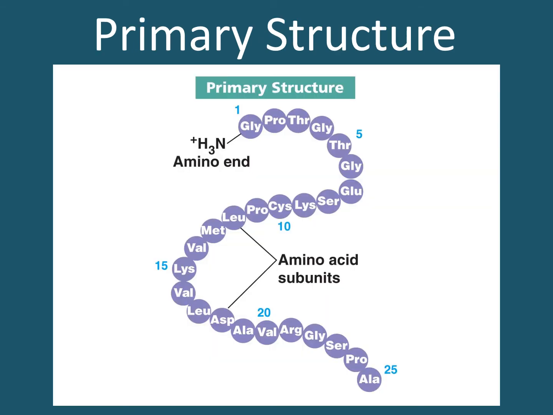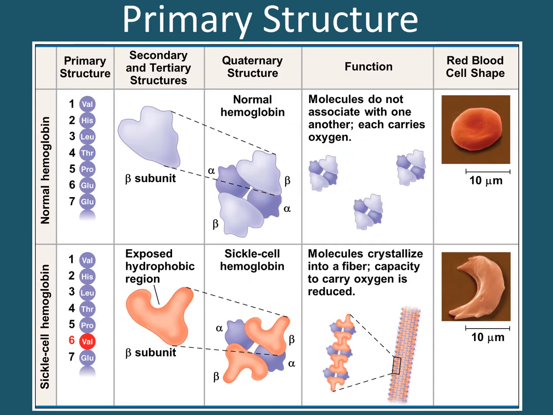This diagram is a depiction of the primary structure of a protein. The primary structure of a protein is simply the order of amino acids that occur in that protein. For example, in this example, the first amino acid is glycine, the second proline, third threonine, fourth glycine again, fifth threonine, and so on. So just simply stating the amino acids in the order that they occur is the primary structure of a protein. The primary structure of a protein is incredibly important. It determines the shape and function of that protein.